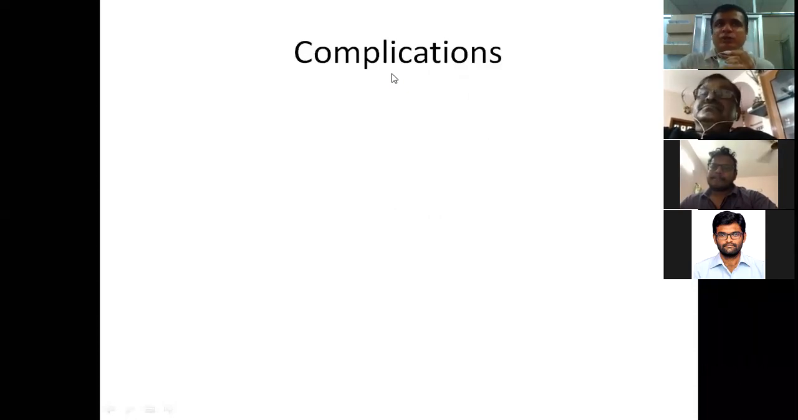In Spurling's sign also, when you are hyperextending and rotating to the same side, the symptoms will be on the same side. Okay, sir. So in case of thoracic outlet obstruction, the symptoms will be on the opposite side. That's one way.